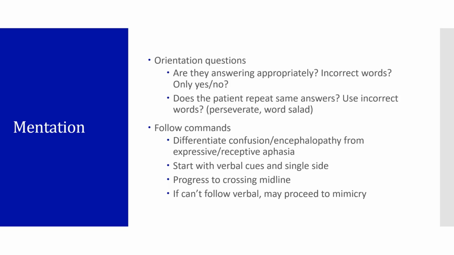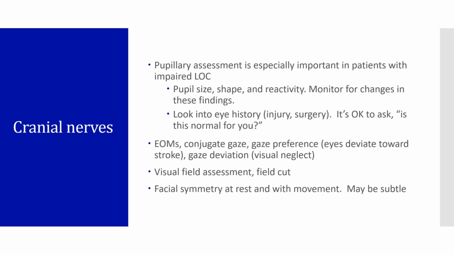Differentiate confusion and encephalopathy with expressive receptive aphasia. Start with verbal cues on one single side, and then you progress to things that are more complex, like crossing midline. If they're struggling with that and they can't comprehend what you're saying, you can proceed to do mimicry, because to have a useful assessment, you're going to have to know if they can do things with their body even without being able to comprehend you. So it's important to just have your progression if they're not able to participate in the way you prefer.